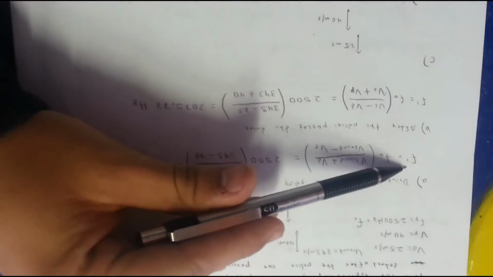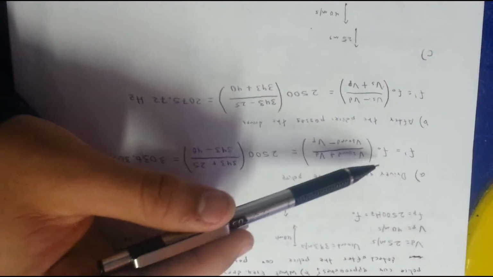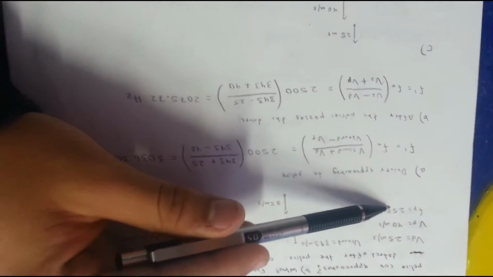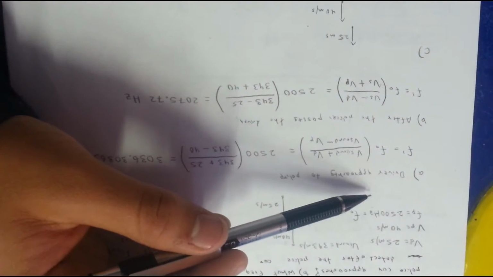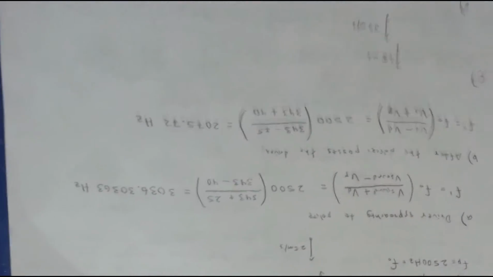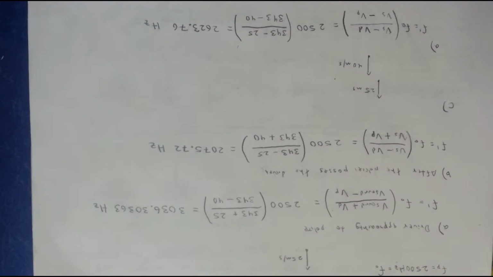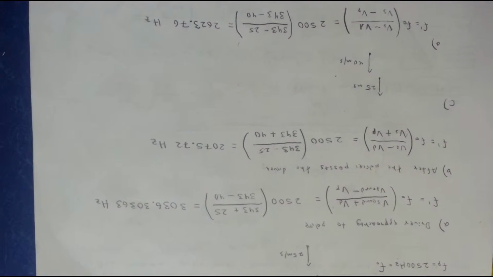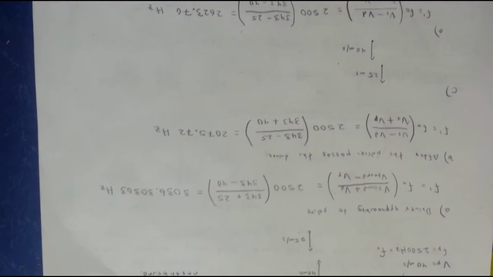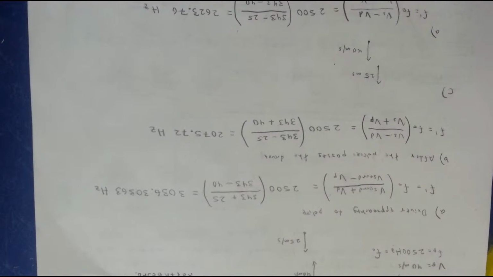So the frequency that the driver hears is the frequency f0, that is the frequency of the police siren, times the speed of sound, plus the speed of the driver, between the speed of sound less the speed of the police. That's because the driver is approaching the police and the police is approaching the driver.